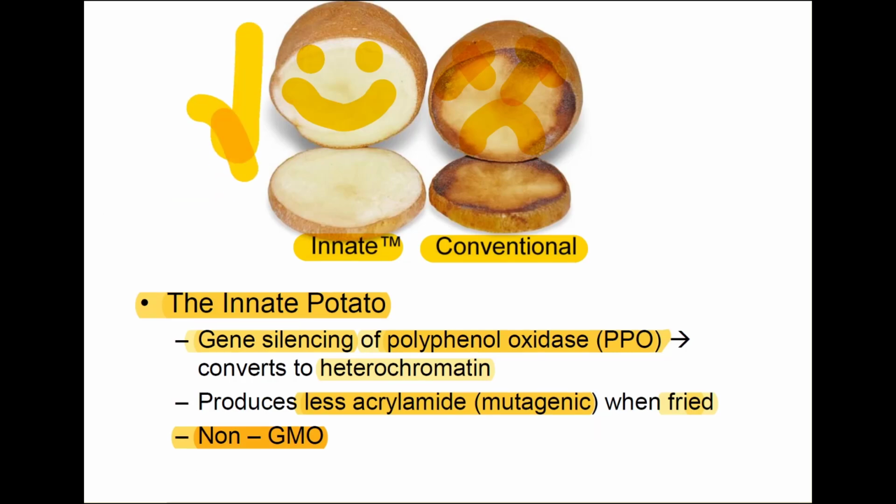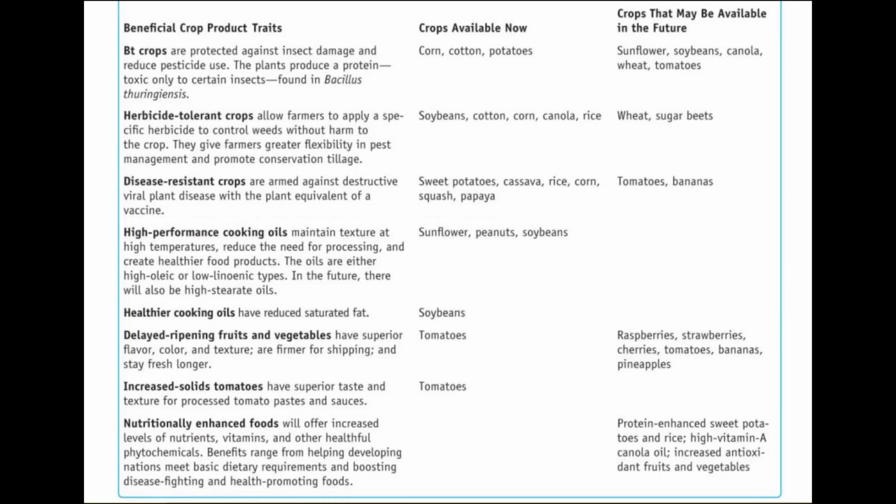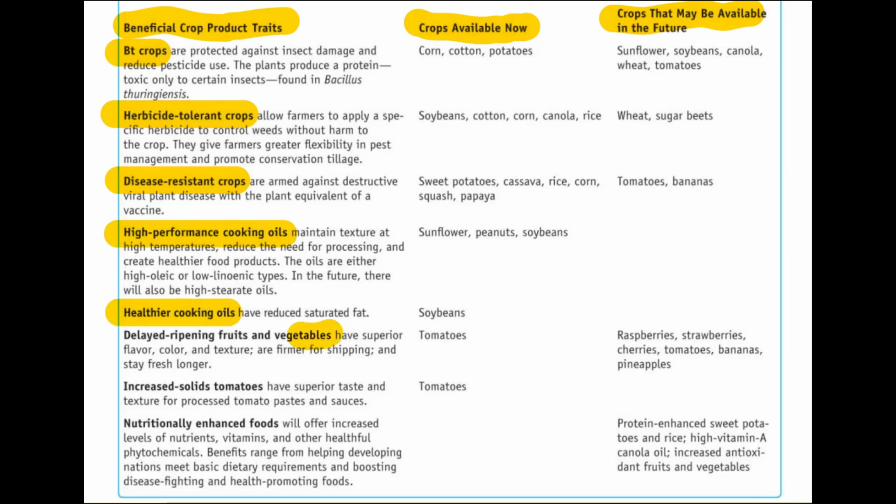So Bt crops protect against insect damage and reduce pesticide use because you're killing the insect so-called naturally from within, producing this Cry protein. Herbicide tolerant, such as glyphosate, resistance to Roundup, disease resistance, we discussed tobacco mosaic virus, high performance cooking oils, healthier oils, delayed ripening vegetables, increased solids in tomatoes, which we talked about, the locules, nutritionally enhanced foods such as golden rice.